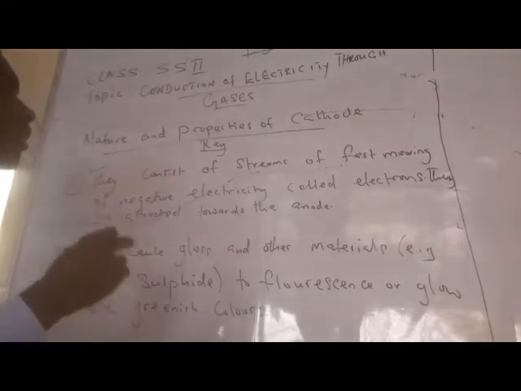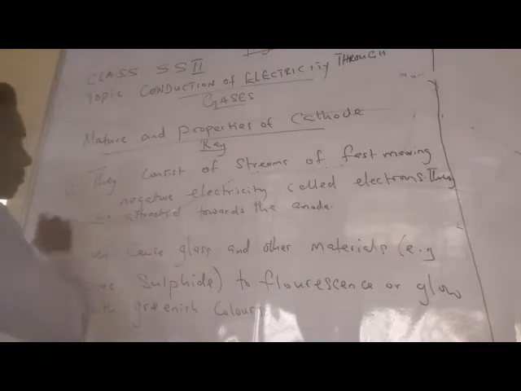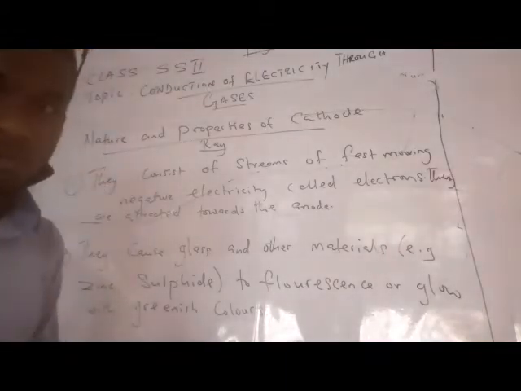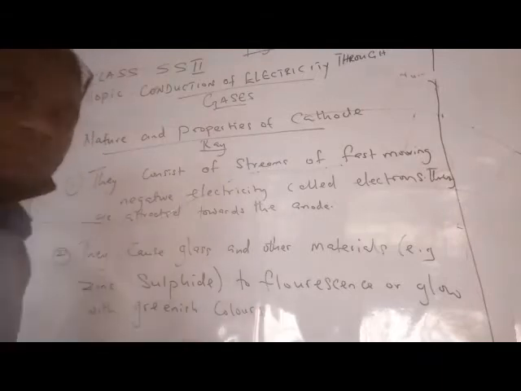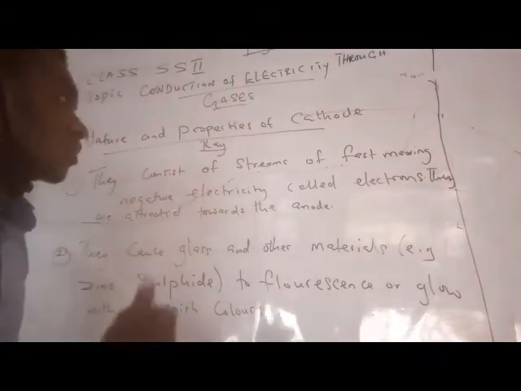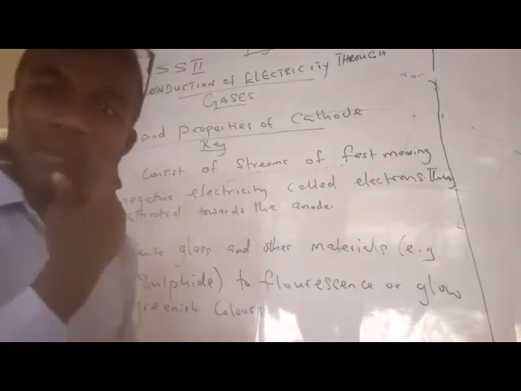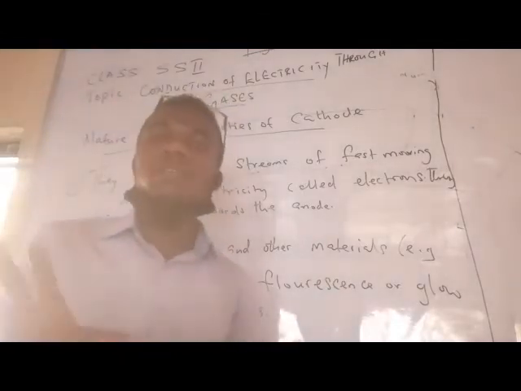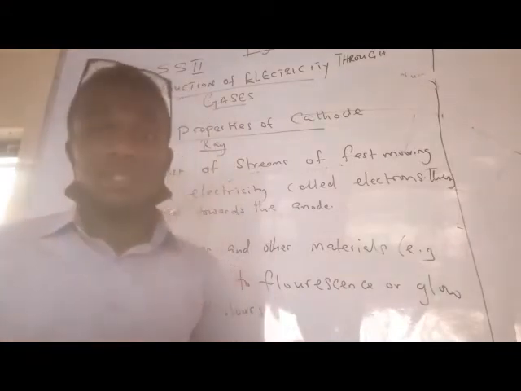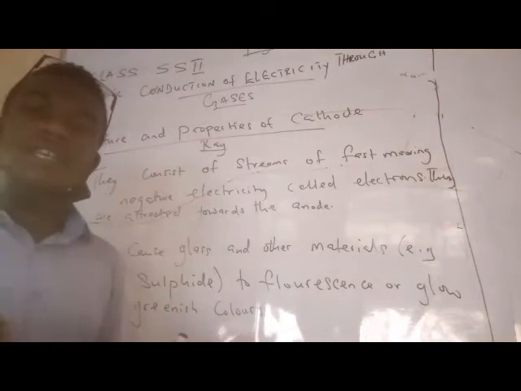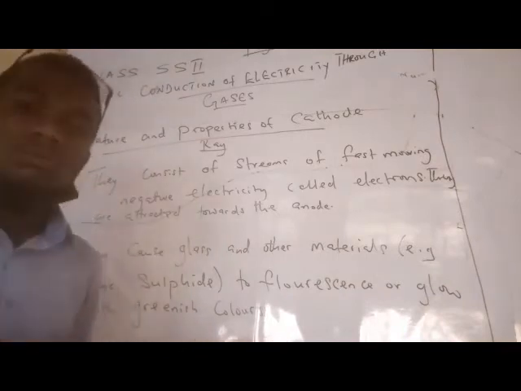Streams of fast moving negative electricity, called electrons. They are moving very fast, streams of fast moving electrons. They are attracted towards the what? Towards the anode. Remember, we said the anode is the positive terminal, while the cathode is the negative terminal. So the cathode produces the negative electron.